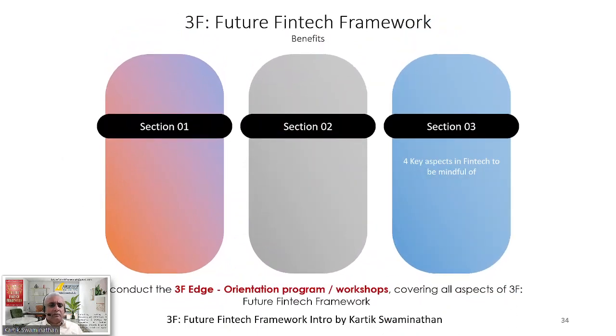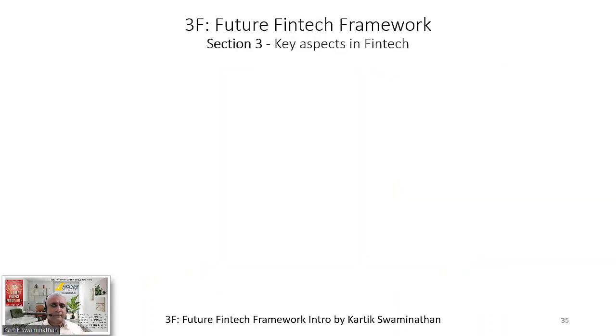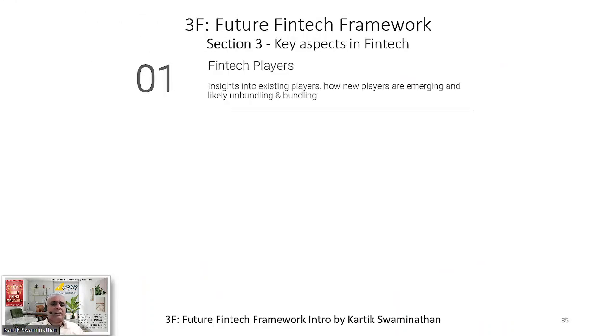So as you must be aware, and this is something I've covered, there are 3 sections to the overall 3F Future Fintech Framework. We saw section 1, wherein we covered trends and themes. In section 2, we covered 3 frameworks for innovations called FDLC, FLAIR and FAM, and now we come to section 3, which is 4 key aspects in the fintech space. What are those 4 key aspects?